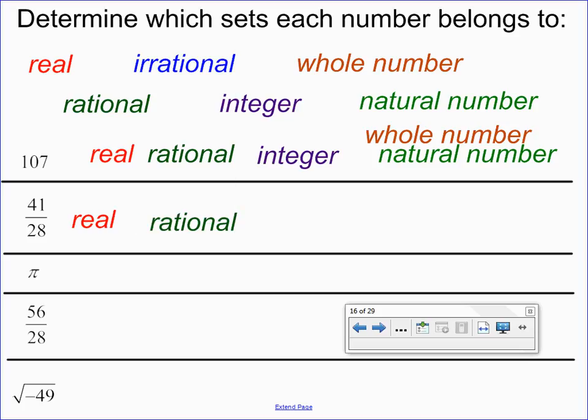Because there are places after the decimal, it's not going to be an integer, so it can't be a whole number or a natural number. Pi is a real number and perhaps the most famous irrational number. If a number is irrational, then it can't be rational at the same time.